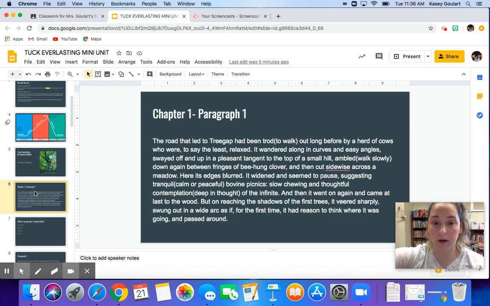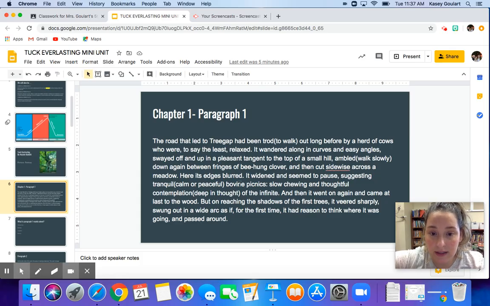All right, chapter 1, paragraph 1. Read along with me as I read the text. The road that led to Tree Gap had been trod out long before by a herd of cows who were, to say the least, relaxed. It wandered along in curves and easy angles, swayed off and up in a pleasant tangent to the top of a small hill, ambled (walked slowly) down again between fringes of bee-hung clover, and then cut sidewise across a meadow. Here its edges blurred. It widened and seemed to pause, suggesting tranquil (calm or peaceful) bovine picnics.